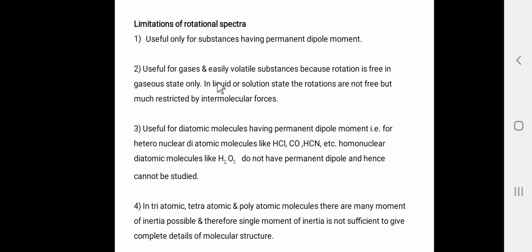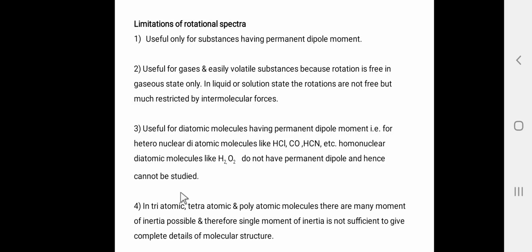Then here the microwave spectra or the rotation spectra are useful for diatomic molecules having a permanent dipole moment, that is, heteronuclear diatomic molecules such as HCl, carbon monoxide, HCN or hydrogen iodide. Only these molecules are microwave active. While when we consider homonuclear diatomic molecules, H2, O2, N2, Cl2, they do not have a permanent dipole moment, hence they cannot be studied with the help of the rotation spectra.